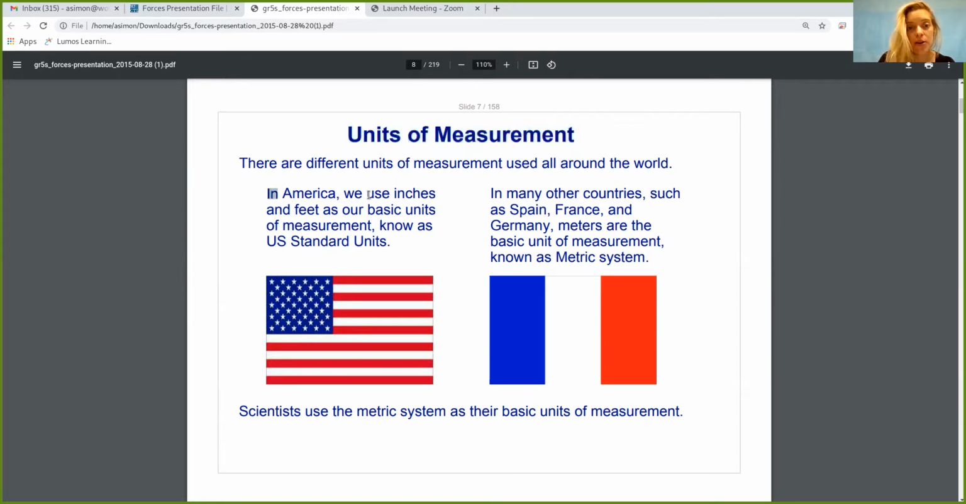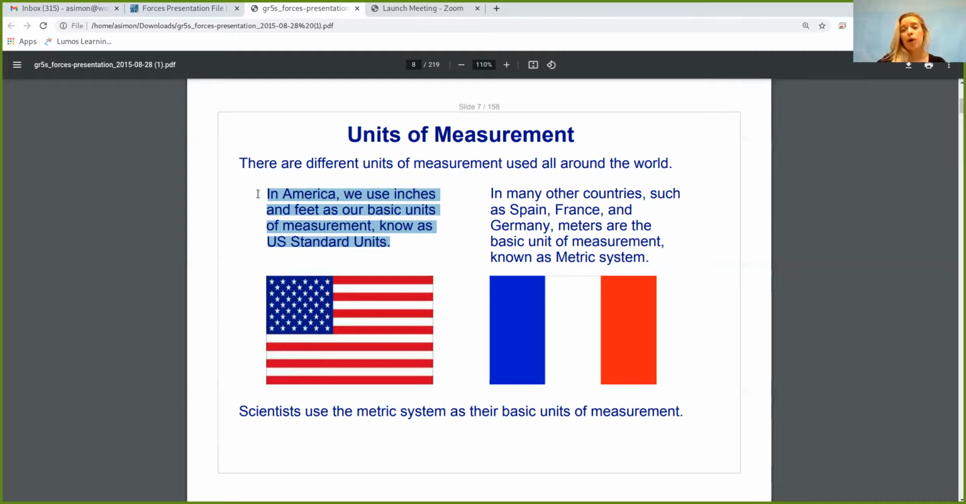So in America, we use inches and feet as our basic units. And that's known as US standard units. So in America, we use something called US standard units to measure distance. Now, I always say that America likes to be different than everybody else, okay? Because a lot of times we do like to be different.